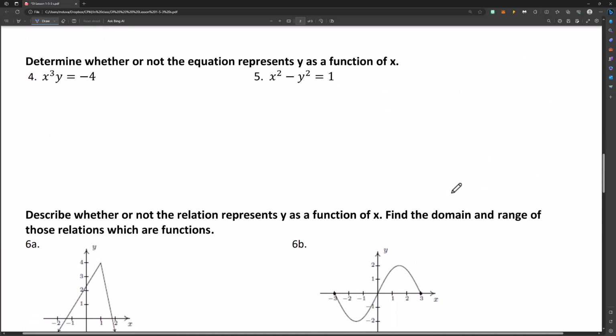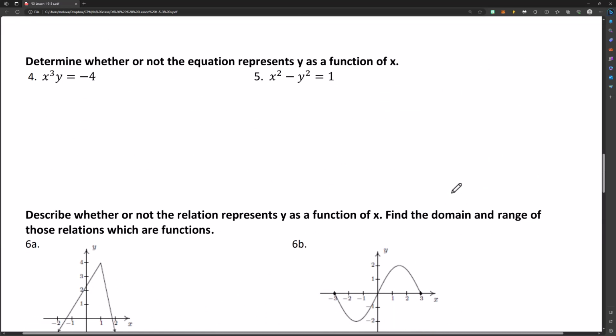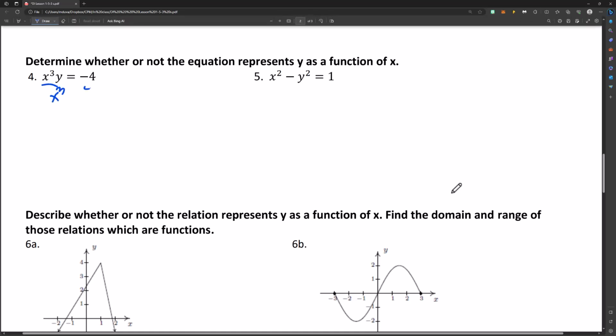For number 4, it says determine whether or not the equation represents a function of y. So remember, we need to get y by itself, and we need to see, is there a plus or minus? So if I divide by x cubed, I'm going to get y equals negative 4 over x cubed. There's no plus or minus symbol, so therefore it is a function.